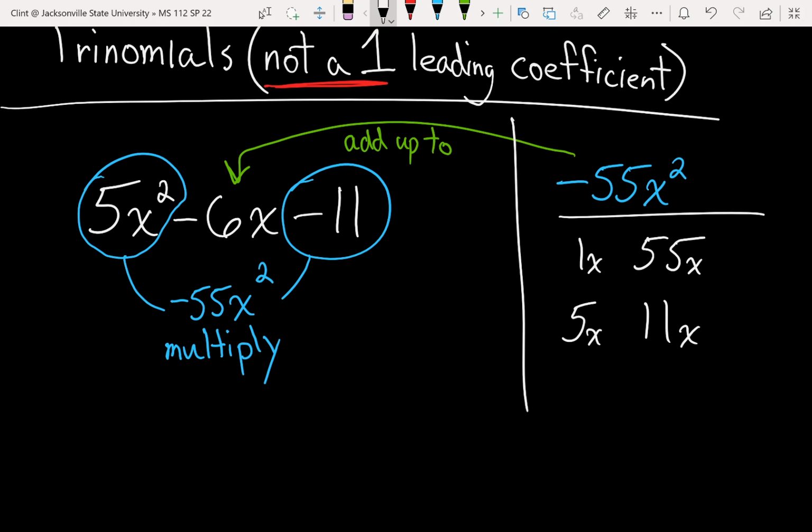Then since we're trying to get a negative 55, we've got to make one of our factors negative. So we just got to figure out which one makes it come out right in the middle. Which one makes it come out to negative 6. Yeah, so positive 5, negative 11. 5x minus 11x equals negative 6x. So those are the ones we want. And that is the hardest part of these, finding those two numbers. That just takes some time.